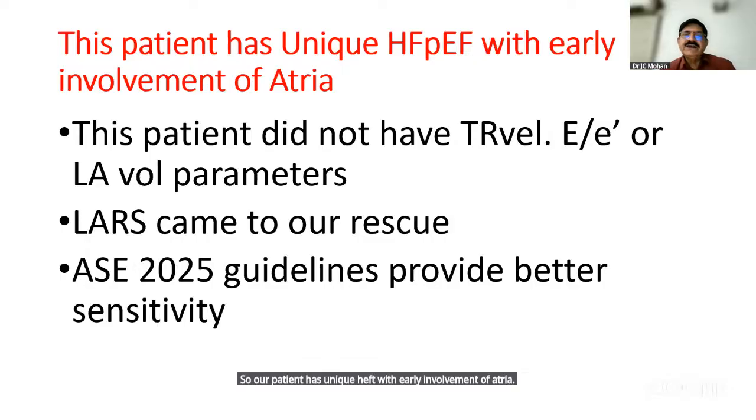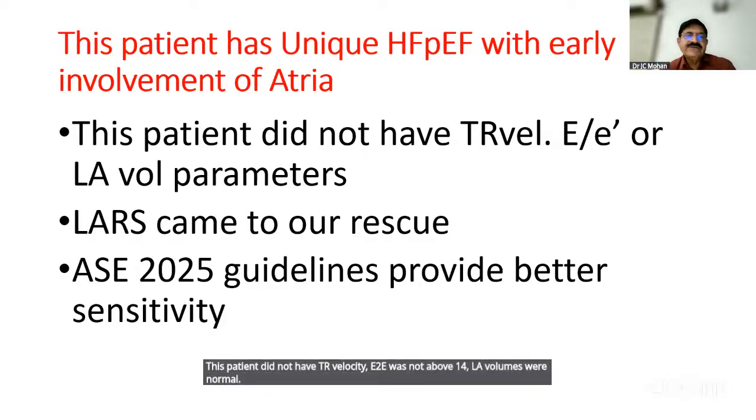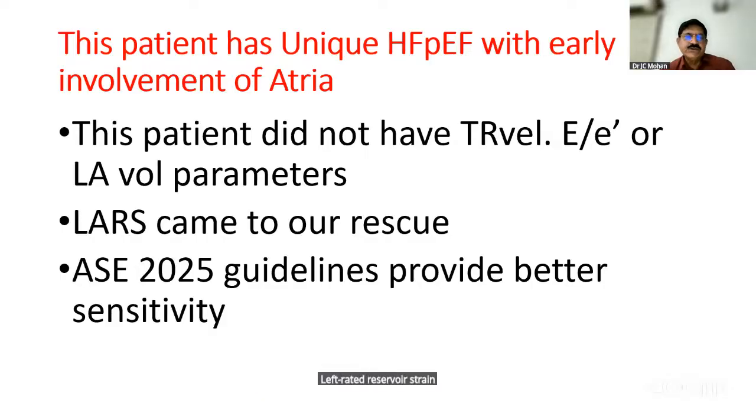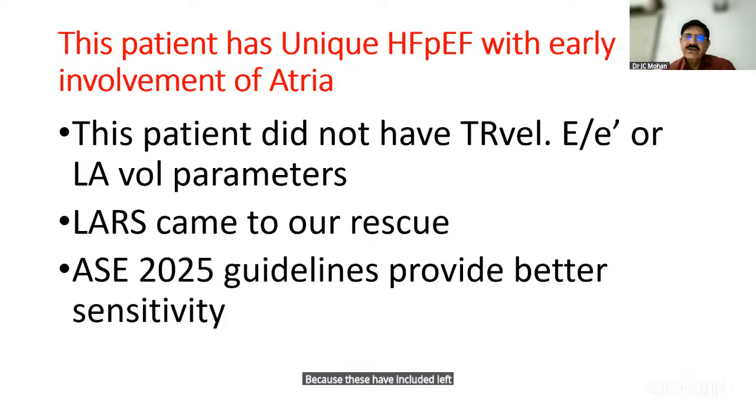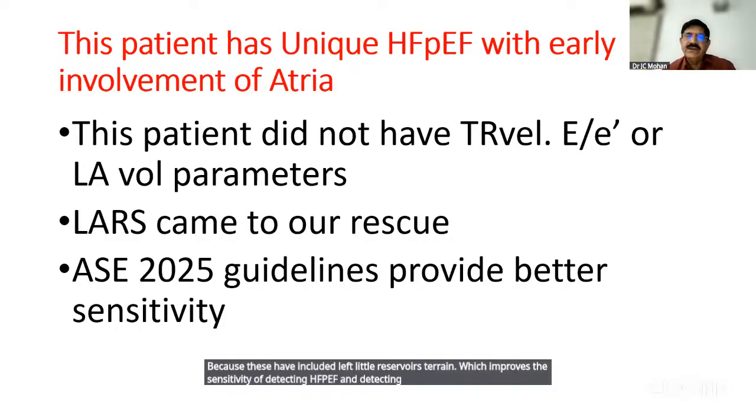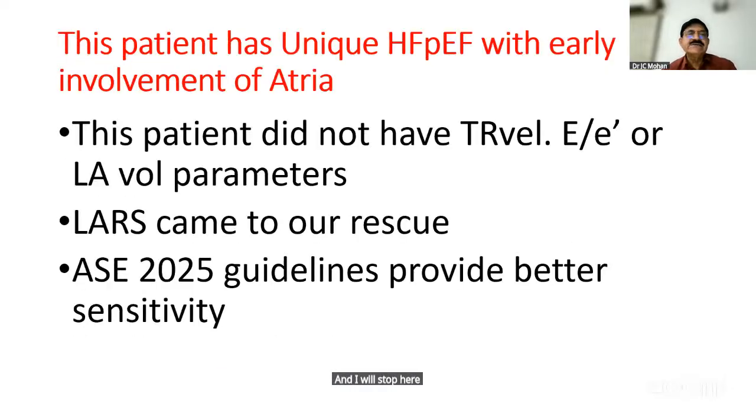This patient did not have TR velocity. E to E prime was not above 14. LA volumes were normal. Left atrial reservoir strain came to our rescue. And we do agree with the observations of Dr. O and colleague that ASE 2025 guidelines provide better sensitivity because these have included left atrial reservoir strain, which improves the sensitivity of detecting HFpEF and detecting elevated filling pressure by at least 15 to 20%. And I will stop here, present second case later on. Discussion on that.